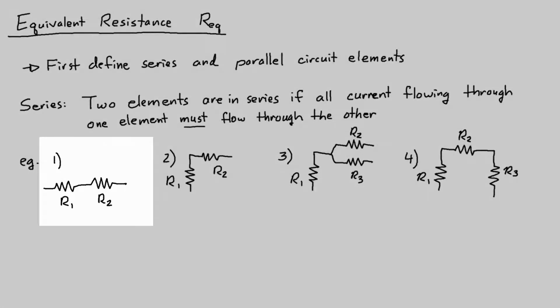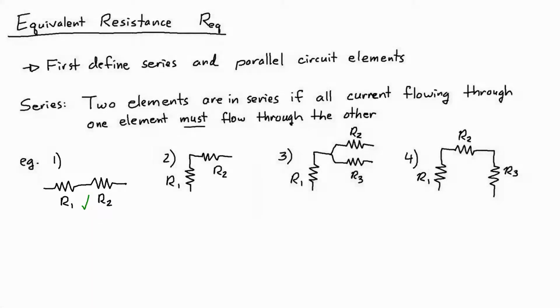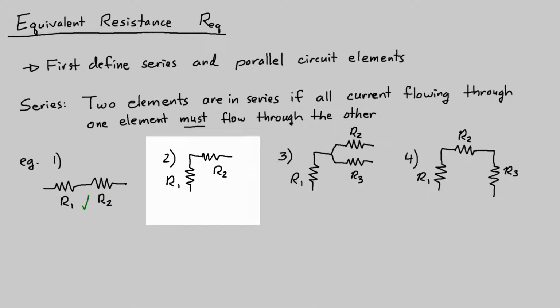In the first example, we have R1 and R2 right beside each other, and every electron that flows through R1 has to continue and flow through R2. There's no choice. There's no branch. There's no other route that it could take. In the second example, although it's drawn differently, we end up having the same thing. All of the electrons that flow through R1 have to keep going and flow through R2. So the first example and the second example are both in series.